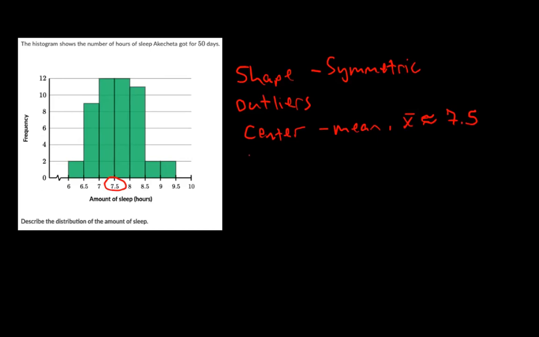All right, and then for spread or variability, we have an issue because we don't have the actual data. We know that 2 people fall in this range, but we don't know their exact values. So we can't use the standard deviation. So that being said, just use the range. Just do the max minus min for this. Which, by the way, I would say is probably 9.5 minus 6.5. So the spread here would be approximately 3.